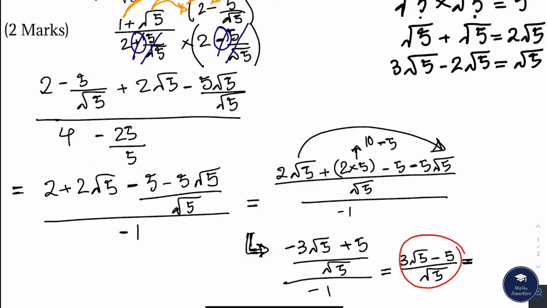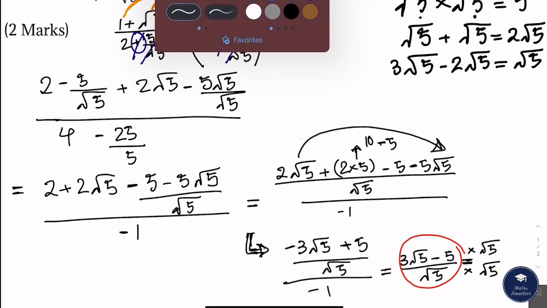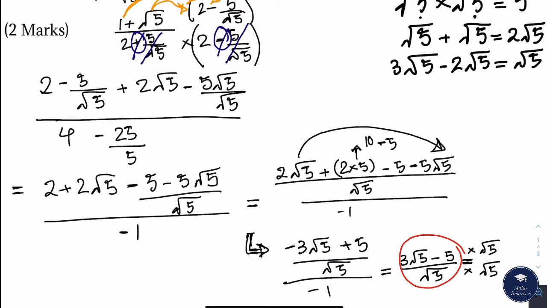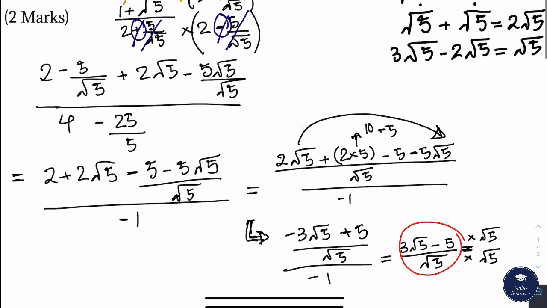Now let's further simplify. Times by square root 5, times by square root 5. We did the same. If there is no sign, like the positive here, we don't have to change anything, okay? We just multiply it by itself, and we do the same for the numerator and the denominator.